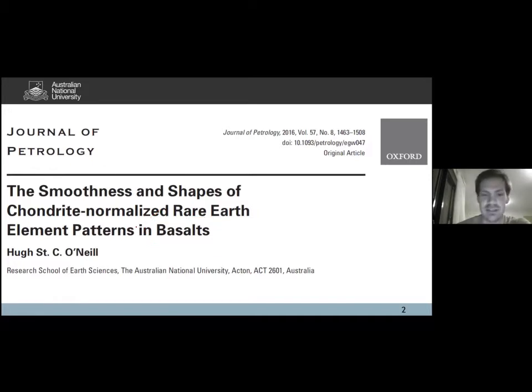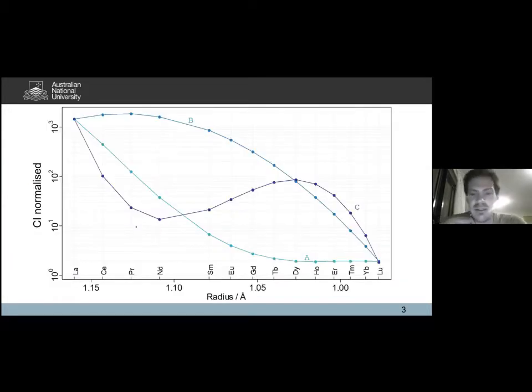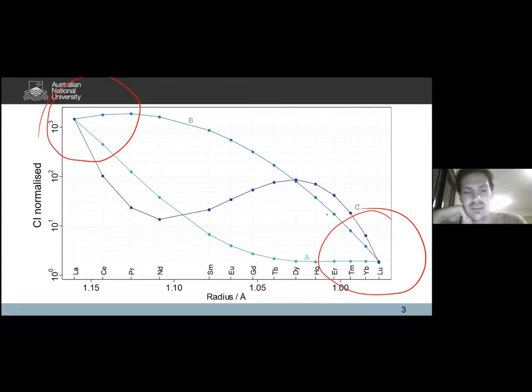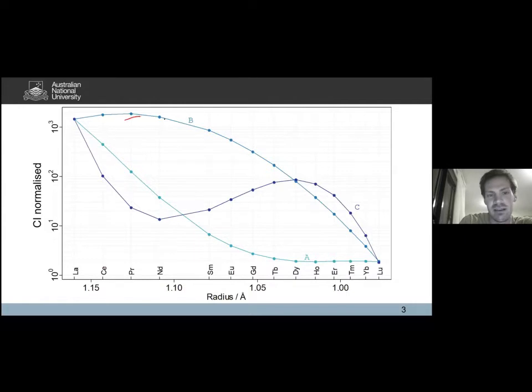So reference patterns. Here are 3 reference patterns. We have pattern A, B, and C. And when you look at them, what differences do you see? You see that all of them are kind of light rare earth enriched, because lanthanum and cerium over here are higher than terbium, lutetium, thulium over here. You can see that maybe pattern B is concave, pattern A is convex. Pattern C is kind of sinusoidal or sigmoidal, however you want to call it.